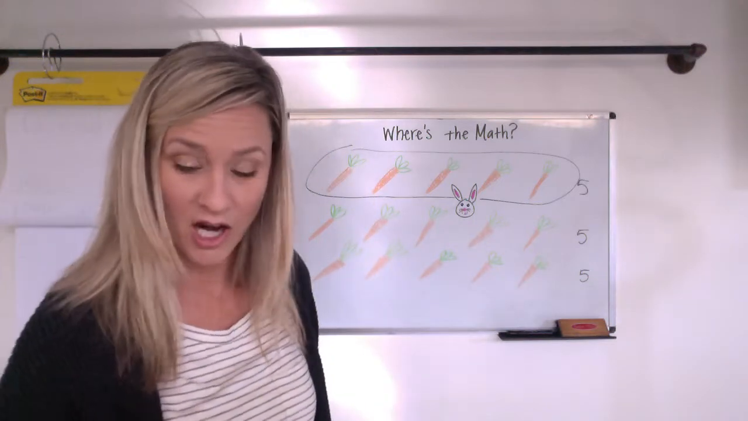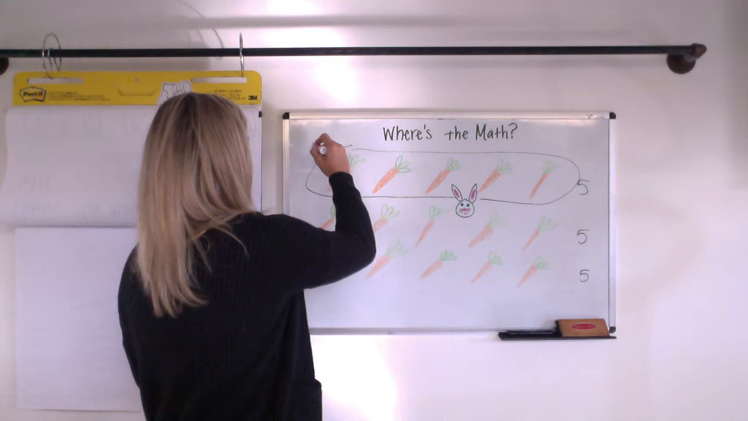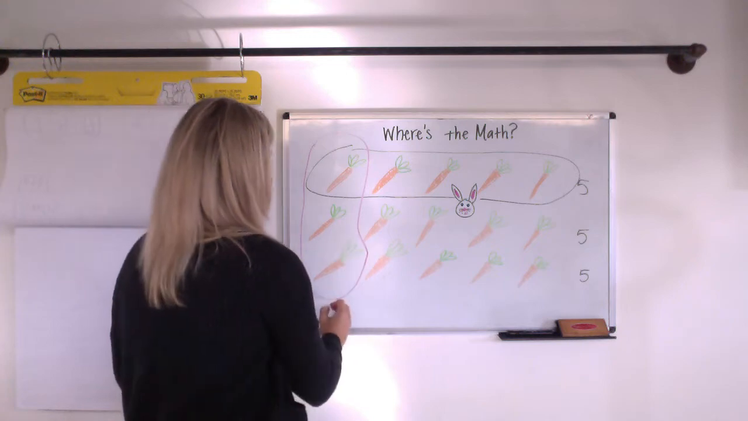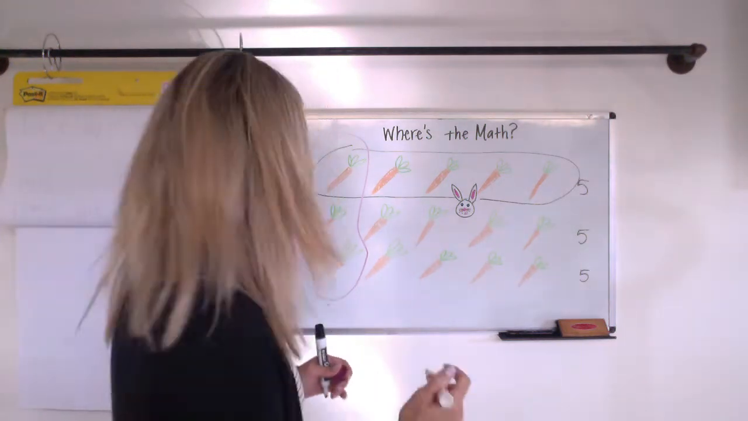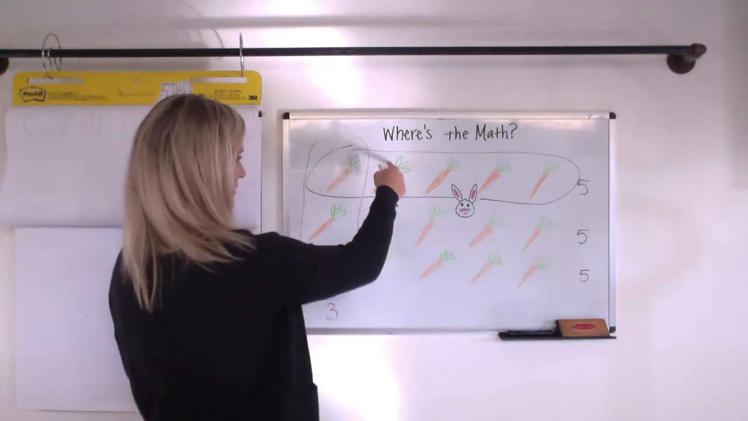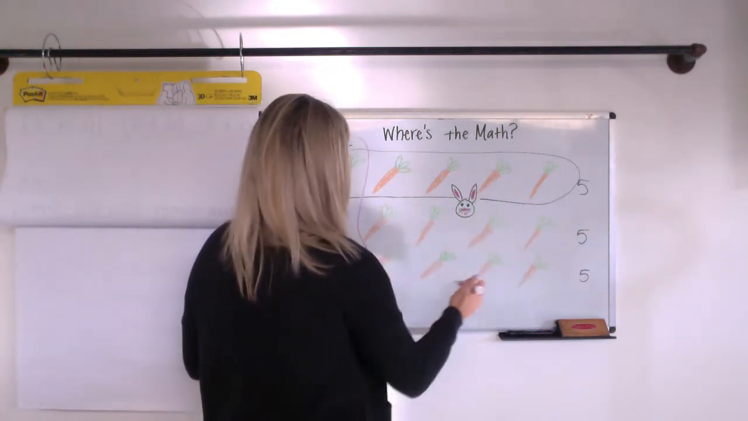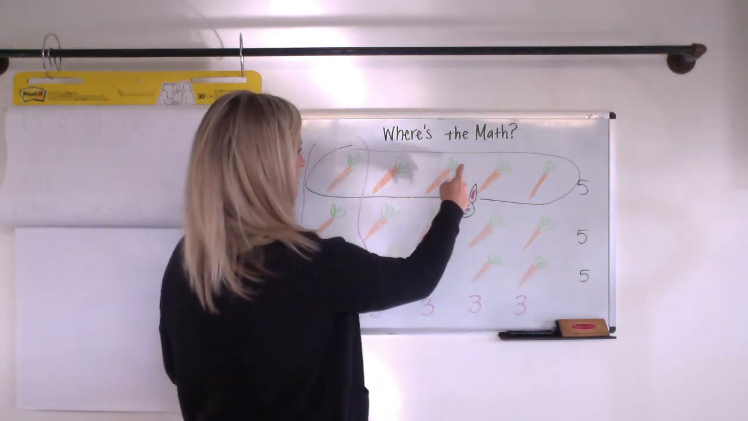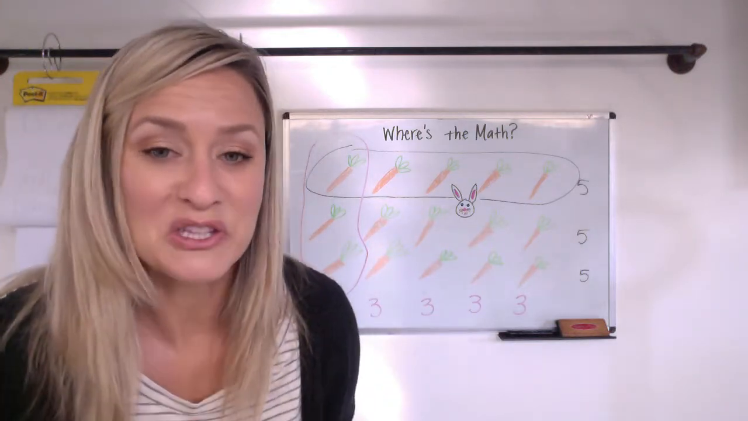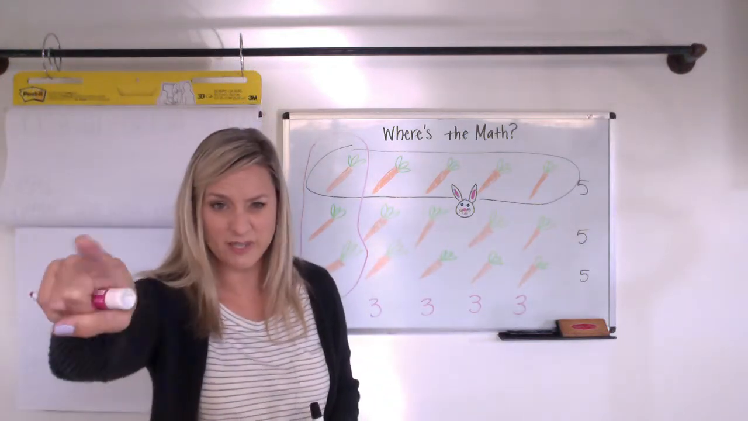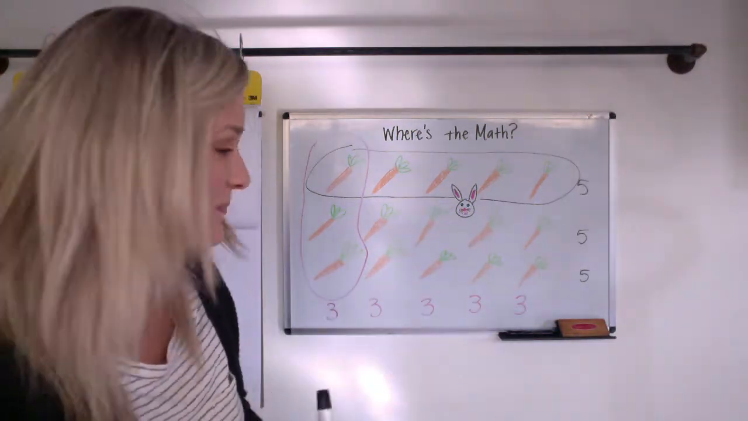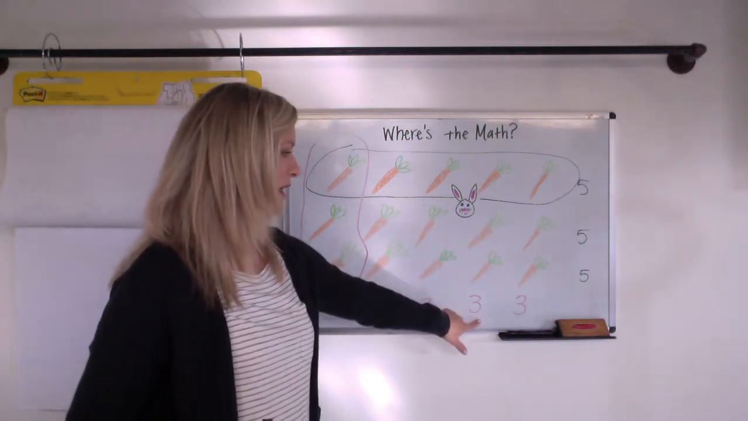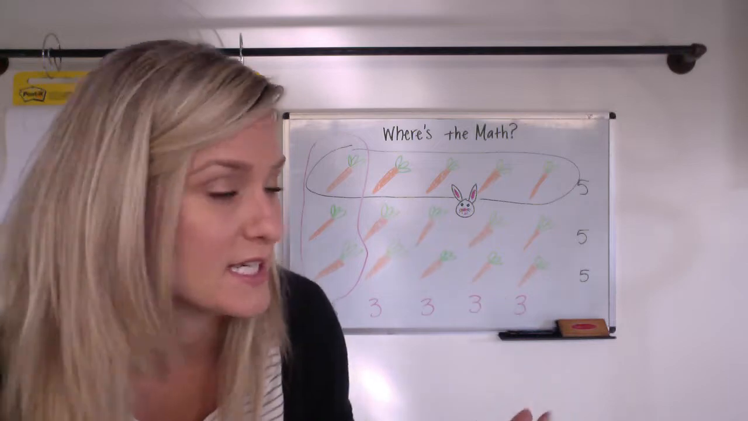Did anybody out there count the columns? So let's see. Here's a column. How many are in each column? We've got 3 carrots in a column. And let's see, 1, 2, 3, 1, 2, 3, 1, 2, 3, 1, 2, 3. So how many columns did we have? 1, 2, 3, 4, 5 columns. And we had 3 carrots in each of the 5 columns. Did anyone realize that? Let's count by 3s. Are you ready? 3, 6, 9, 12, 15. So we still have 15 carrots.